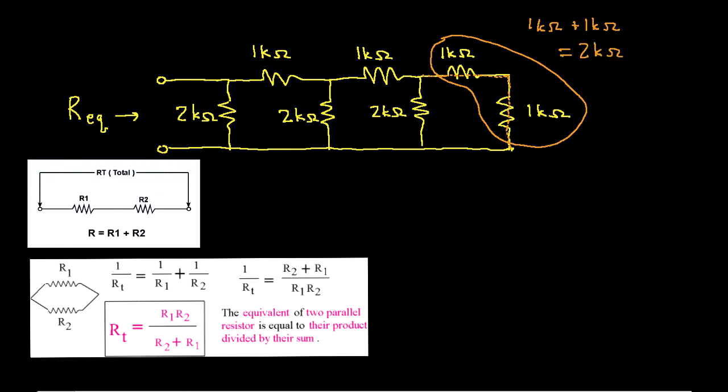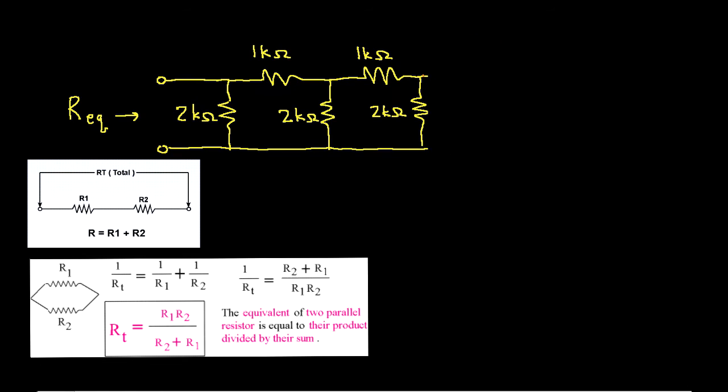So what this means now is that from the point of view of everything else in the circuit, which for right now would be everything except these two 1 k ohm resistors that I have circled in orange, I can replace these two 1 k ohm resistors with a single 2 k ohm resistor. So let's do that. Okay, so we have then our single 2 k ohm resistor.